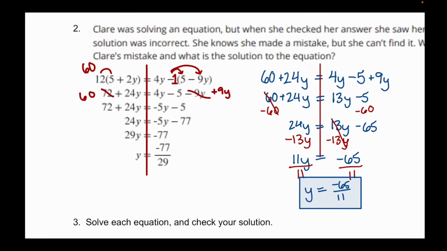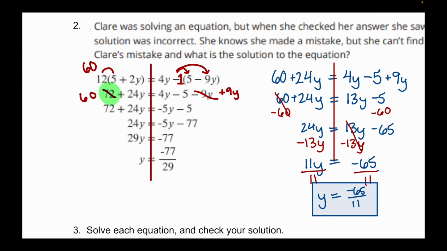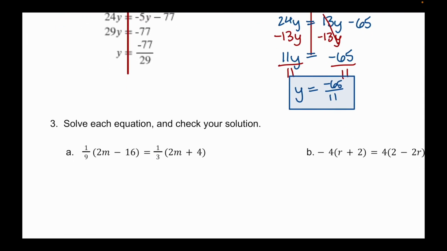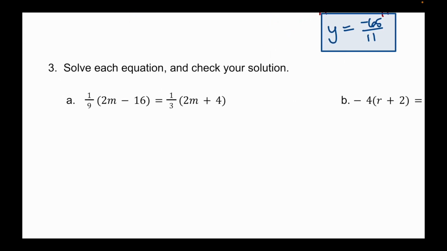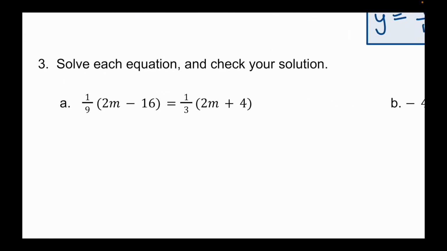And just for visual, I'm going to highlight where her mistake was at here, these pieces that I crossed out. Because that's probably good for us to be able to see that. So we're going to move on to question 3, and we're going to solve and check our solutions. So I'll show the check step in here afterwards if I remember. Let's divide up our equal signs here.